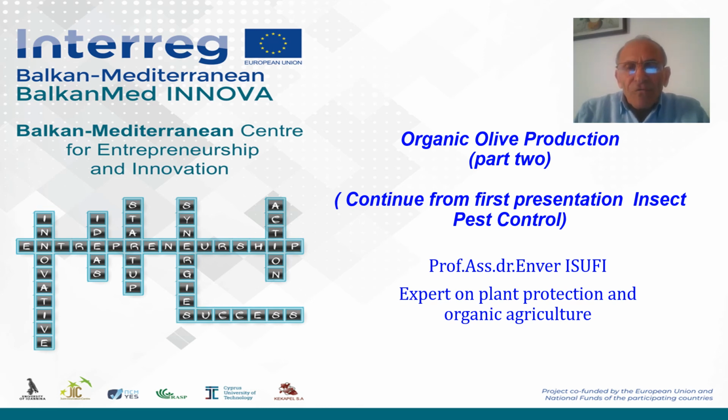The title of the lesson for today is Organic Olive Production Part 2. We will continue from the first presentation, Insect Pest Control. In the first lesson, we focused more on olive fly control. Now we'll discuss another insect pest in olive groves.